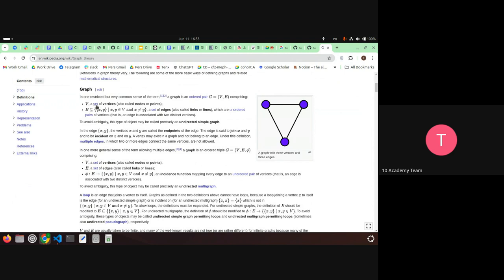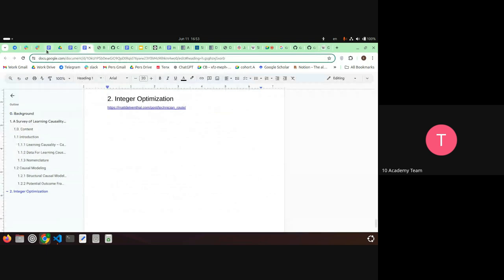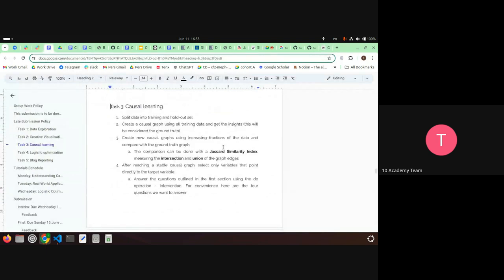And so basically you can compare the E for each of the graphs. I don't know if this is clear. I'm sorry that I didn't write it down. But yes, this is suggested to measure the similarity between the two graphs you create.